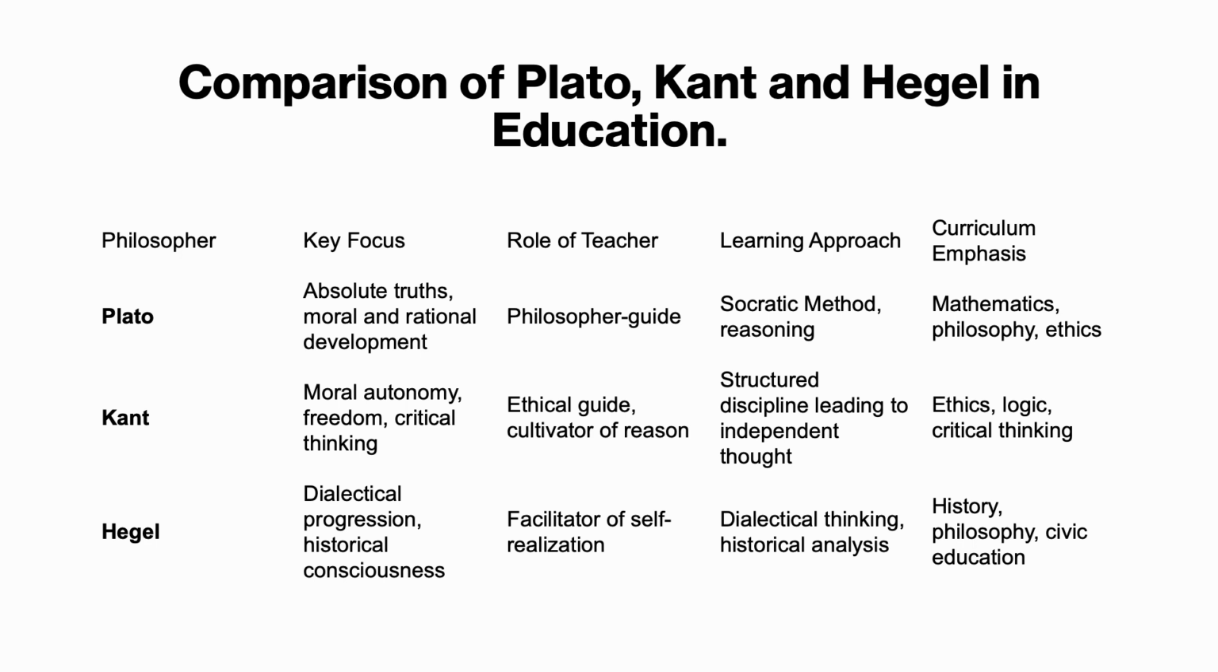So, may I invite you now to look into the following chart. So, this is a chart of comparison of the philosophies of Plato, Kant, and Hegel. So, for Plato, the key focus is absolute truth, moral and rational development. For Kant, moral autonomy, freedom, and critical thinking. While for Hegel, dialectical progression, historical consciousness.